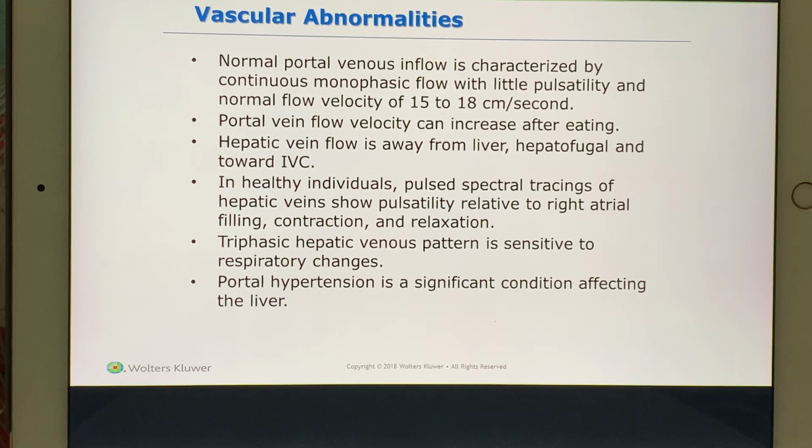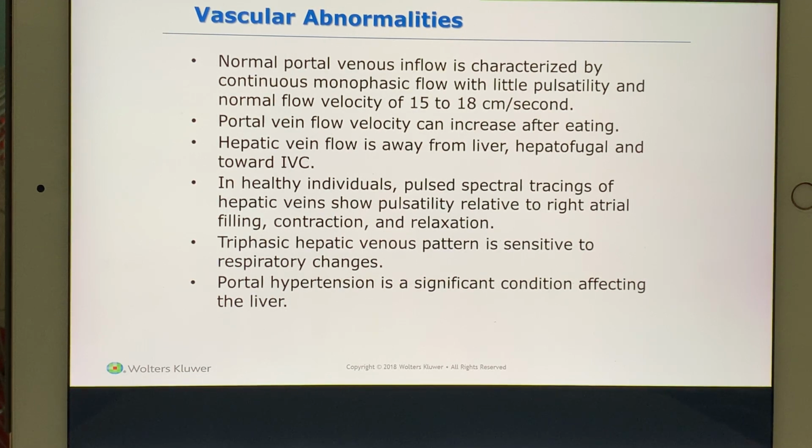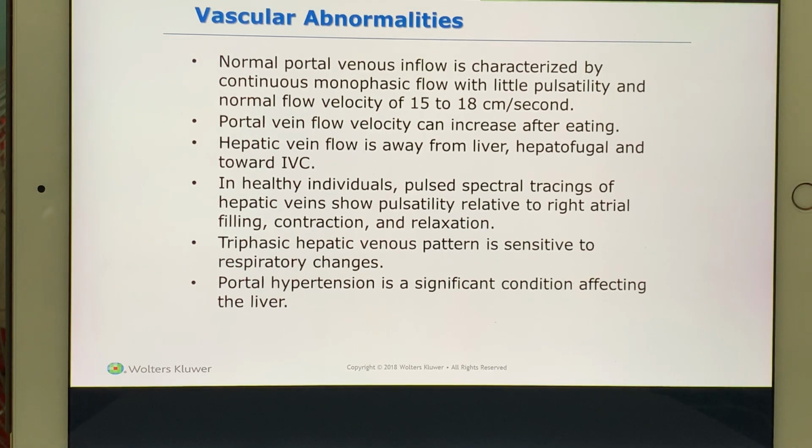The hepatic vein is flowing away from the liver. It should be hepatofugal because it is leaving the liver and going to the IVC, and the IVC empties out into the right atrium. Now, if I have congestive heart failure, then my heart can't take the blood that it should, and the IVC will become dilated. Okay, and then it could back up into the hepatic vein.